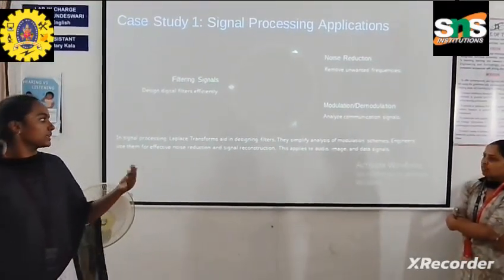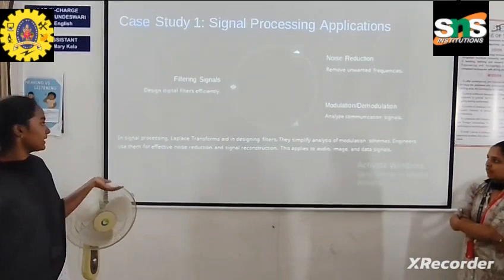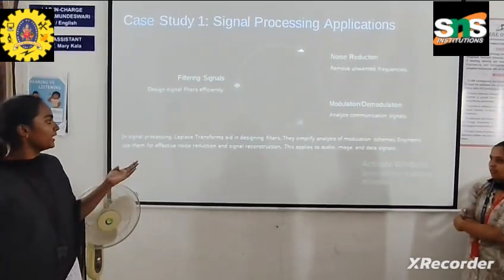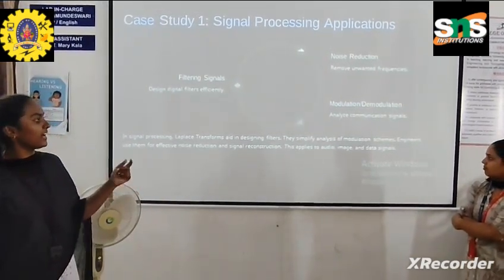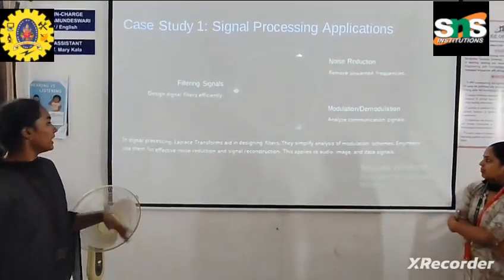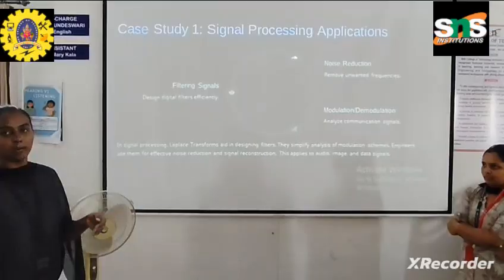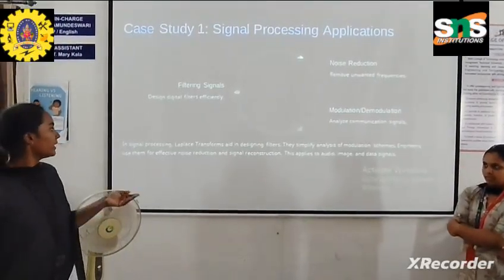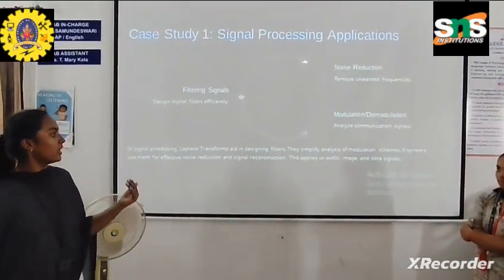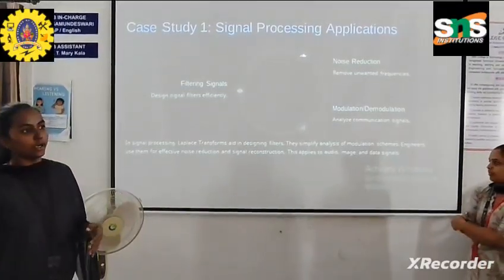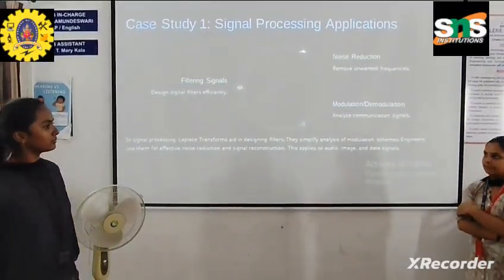They analyze communication signals. At last, in signal processing, Laplace transforms aid in designing filters. They simplify analysis of modulation schemes. Engineers mostly use them for effective noise reduction, to avoid noise and for signal reconception. This applies to audio, image, video, etc.